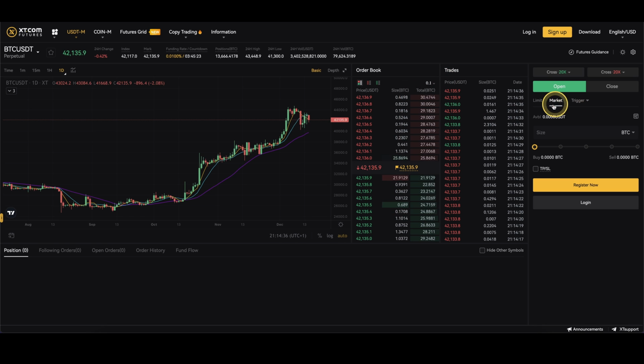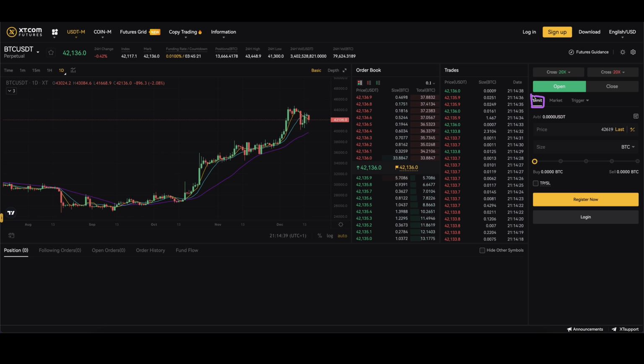So in your trading, if you choose right here a limit order, you can set a certain price at which you want the order to be executed. For example, if we say at $40,000, if the price then goes down to that certain price right here, then you will execute a limit order and then you will have that maker fee of 0.02%.